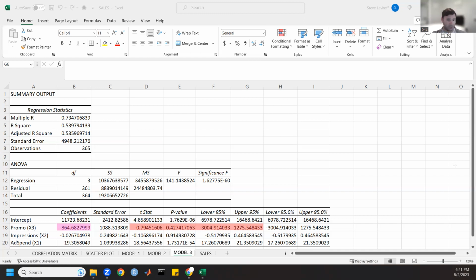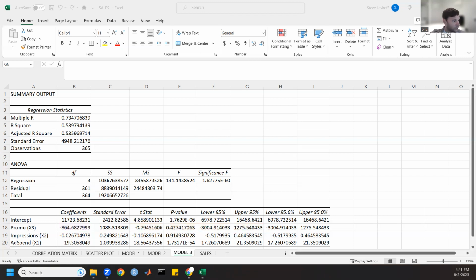Neither are impressions. Okay, so for model 2, we had just ad spend and impressions. Impressions was not significant. Model 3, now we have 2 individual variables that are not significant.